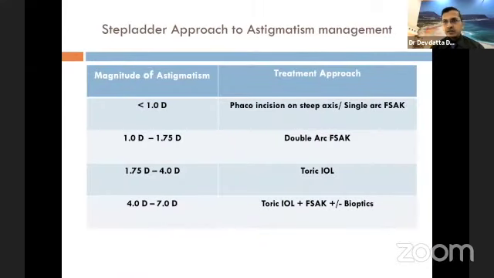So I have proposed this step-ladder approach for our center. If the astigmatism is less than 1 diopter, usually we go for a steep axis incision or a single arc femtosecond laser astigmatic keratotomy. If it is between 1 to 1.75, usually we go for a double arc FSAK. And if it is more than 1.75, usually we go for a toric IOL implantation.